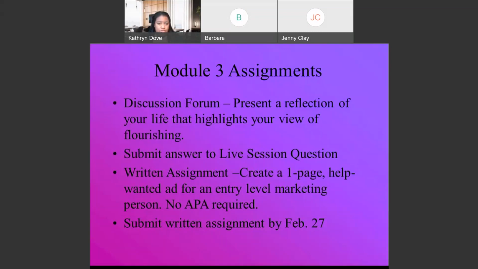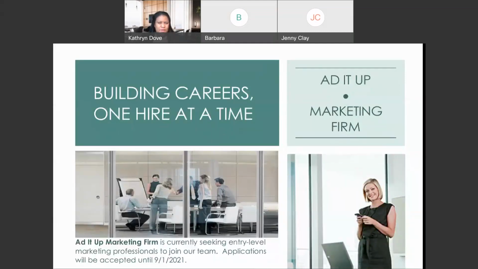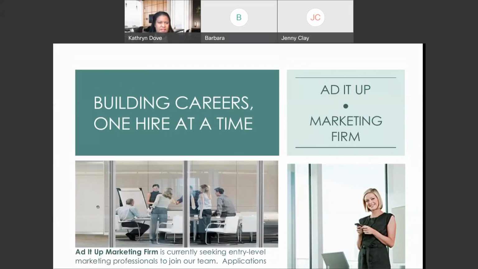You want to follow the directions that are listed in the assignment, and you don't really want to change anything too much. You want to include the 5 virtues that the ideal applicant should have. Can everyone see this ad that I'm sharing? This is one that another student did. So it needs to have a bold, attention-grabbing title, and it's called Add It Up Marketing Firm.